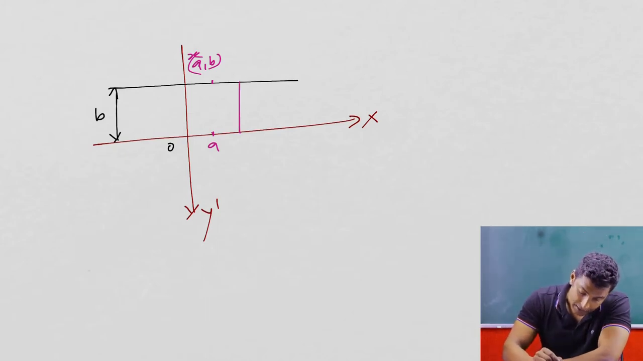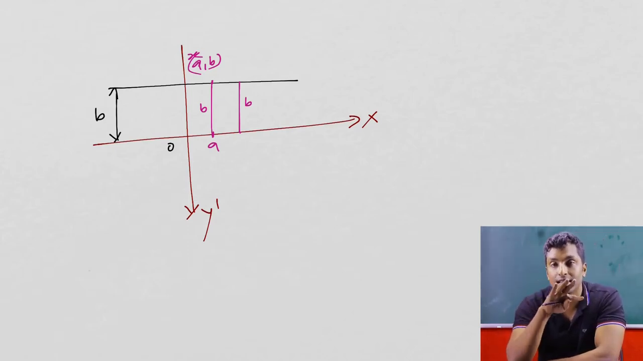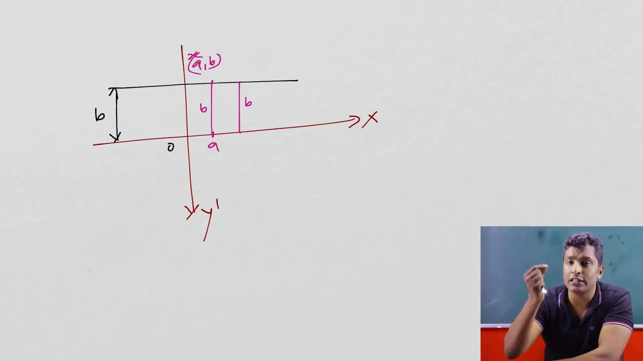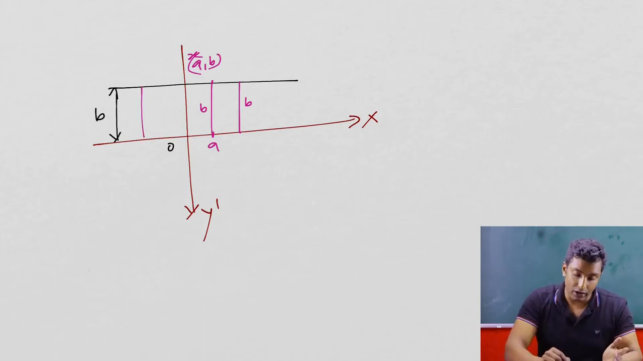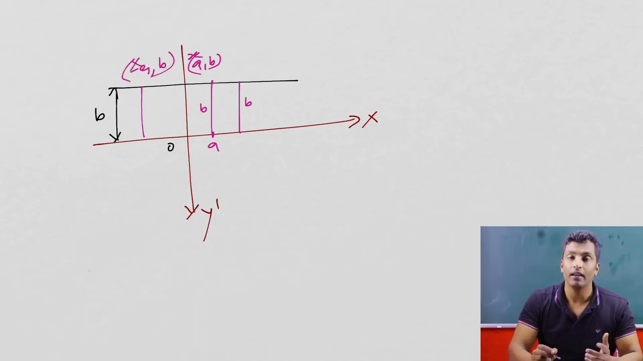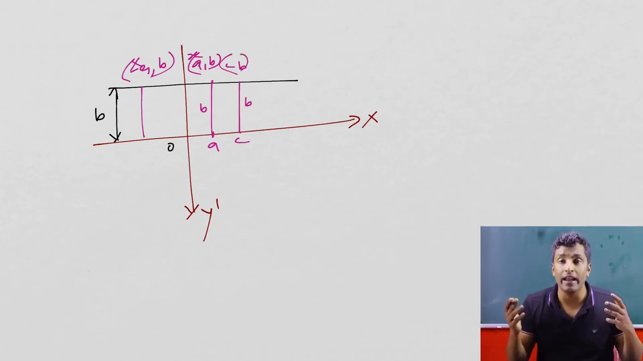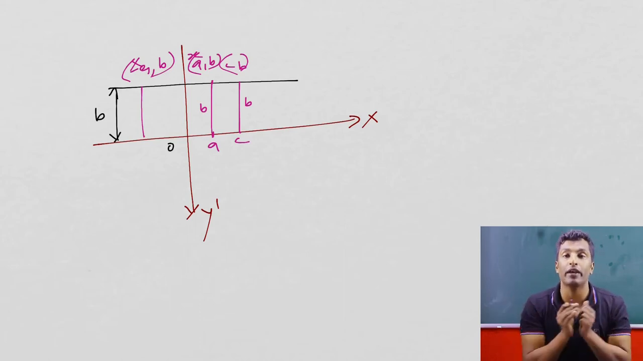Similarly, this length is B only, that height is not changing. That means the y coordinate is not changing; it is fixed. It can assume any value for the x coordinate, even a negative value. If you take a point here, it is going to be (-A, B), or, suppose this point is C, then (C, B). The x coordinate can take any values, but the y coordinate is the same. What is that? The y coordinate is B.